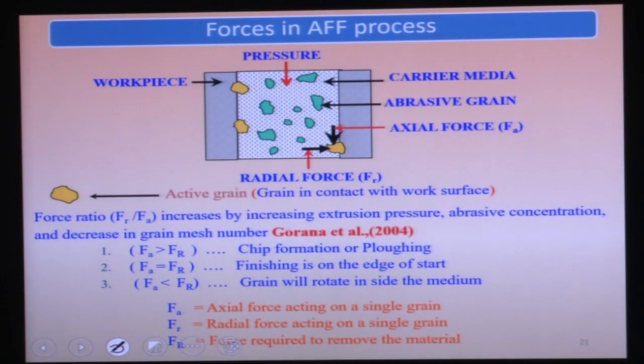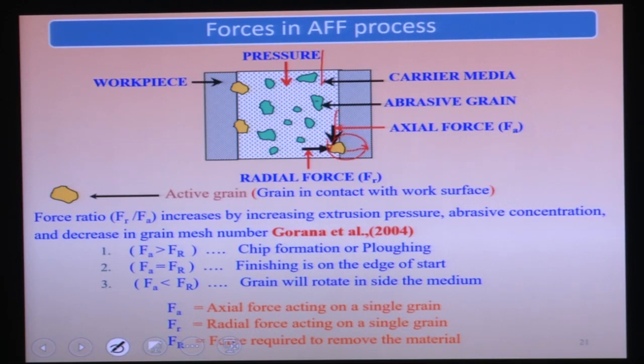So what are the different forces in the abrasive flow finishing process? You can see that this media is flowing through the cylinder. These are the abrasive particles. These abrasive particles are indented into the workpiece surface, and because of this axial force, these indented abrasive particles remove the surface undulations from the workpiece surface. So there are two forces. One is the radial force, Fr, the small r radial force, and this is the axial force Fa, from the reciprocating motion.